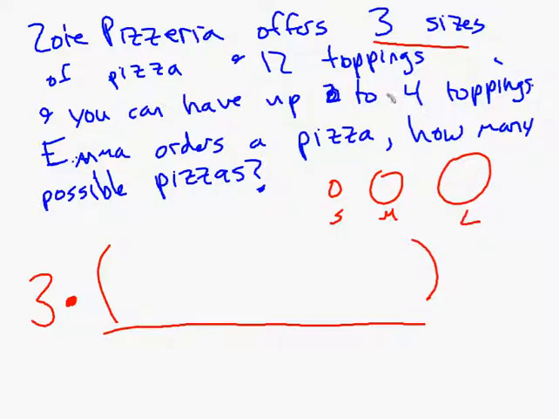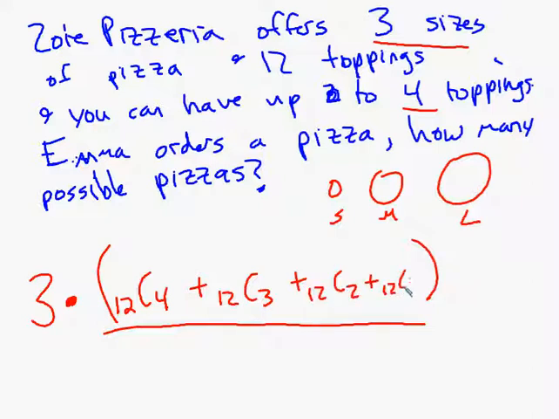So she can have up to 4 toppings. Does she have to have 4 toppings? No, that would be 12C4. 12 choose 4, and then 12 choose 3, 12 choose 2, 12 choose 1, 12 choose 0. We have to have the 12 choose 0 because then that's a cheese pizza, right? Okay. So we do all of that. Any questions? No, sir. How would you put that in the calculator?